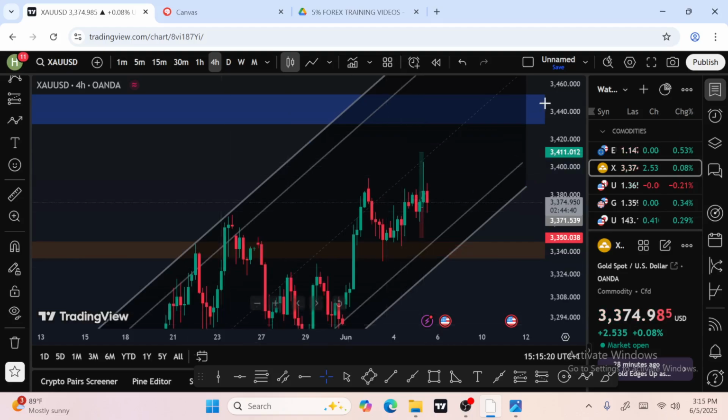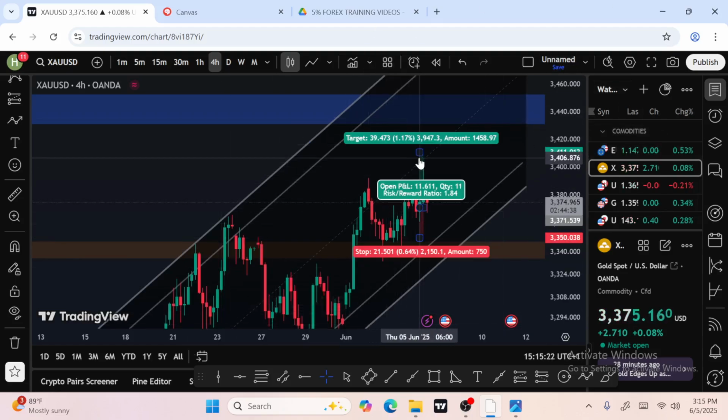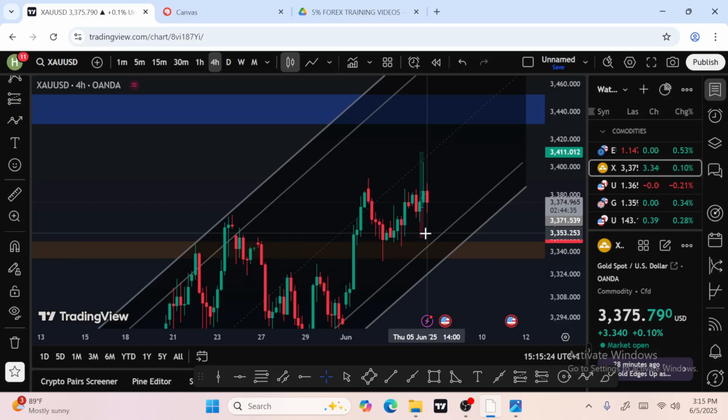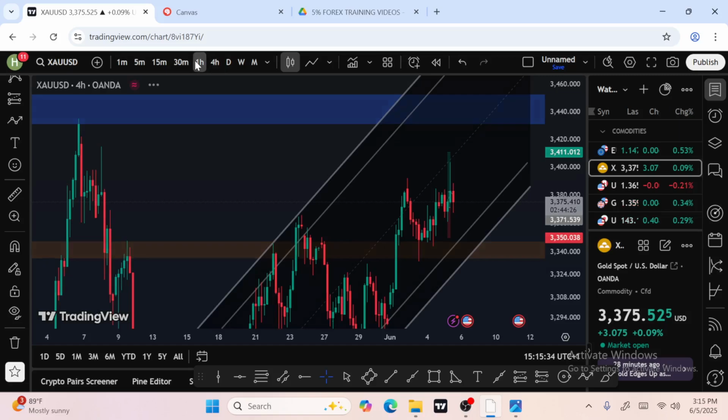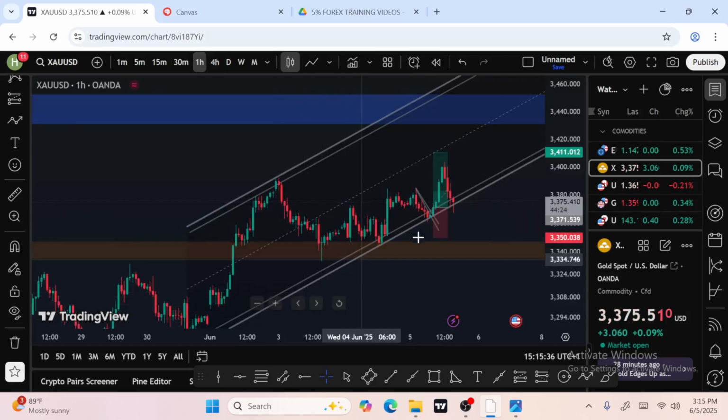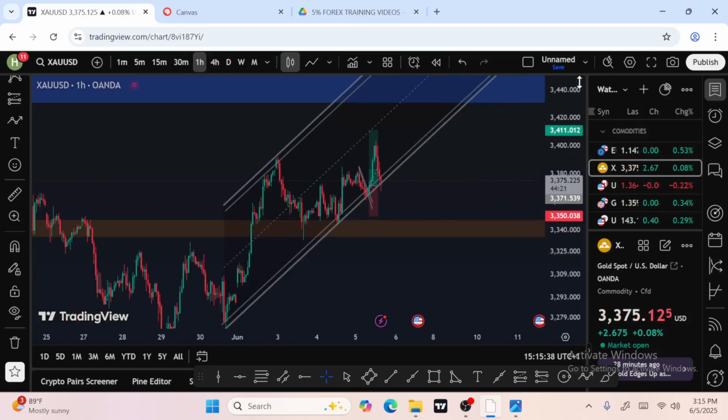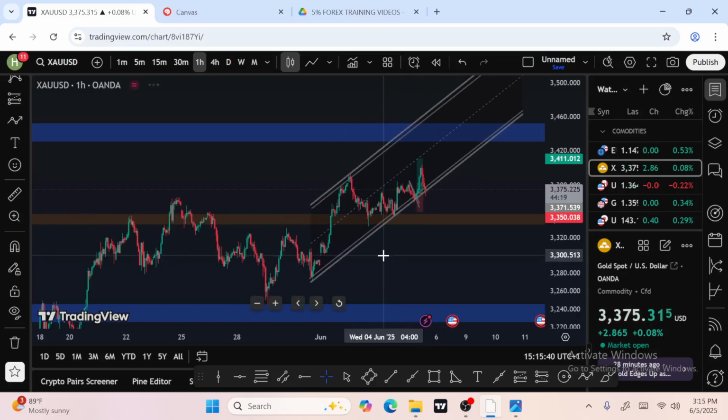Do you see that 50% of the channel before it now retraced back? Are you seeing it now? 50% of this channel, it got there before it retraced back. Now this is on the 4-hour time frame, but on the 1-hour time frame, don't forget we have another channel that is going on. Do you see that I separated it? I thought you had to separate your channels now. Is that not so?